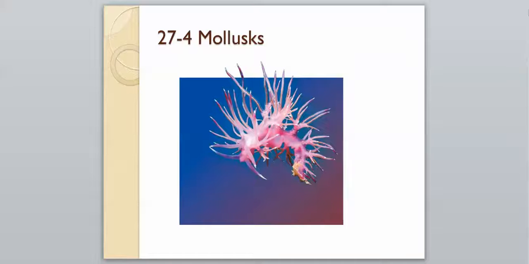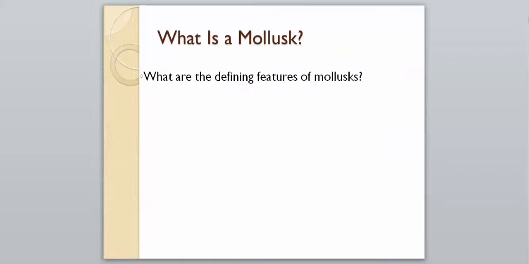Bio 2. We are going to continue on with chapter 27. We're going to do section 4 today, and this section is going to focus on mollusks. So this is another group of animals, probably our fifth by now. So in order to get started, we just have to look at what are the defining features of a mollusk. So what makes a mollusk a mollusk?